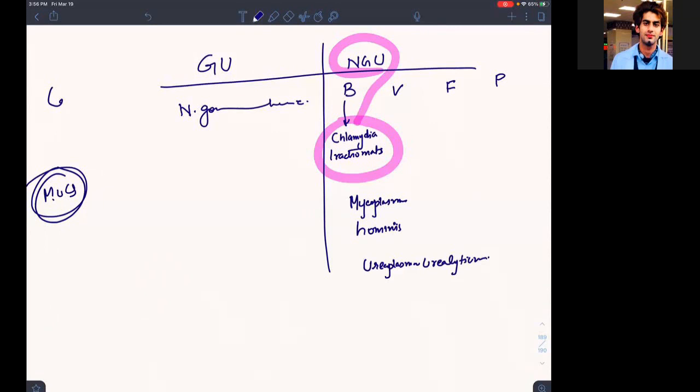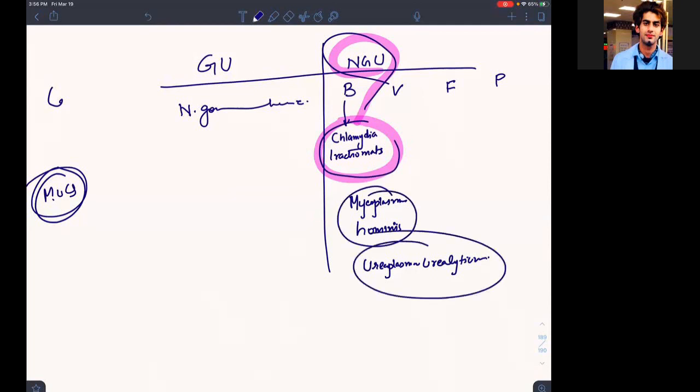So Chlamydia trachomatis is the most common cause of non-gonococcal urethritis. But these are the other bacteria which cause non-gonococcal urethritis. S stands for some cases. What do I mean by some cases? Some cases may show forms of the cocci, like L forms. In short, you can remember Chlamydia trachomatis, Mycoplasma hominis and Ureaplasma urealyticum. That is enough for you to remember at this stage.